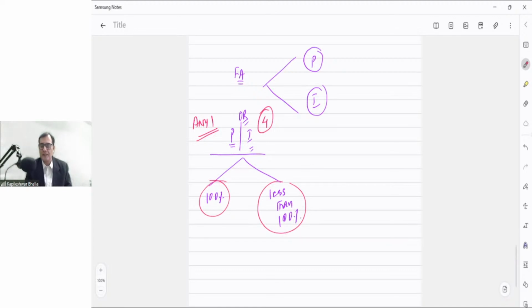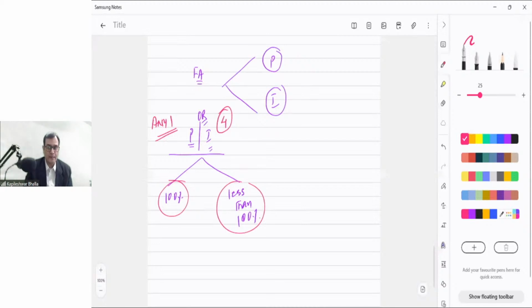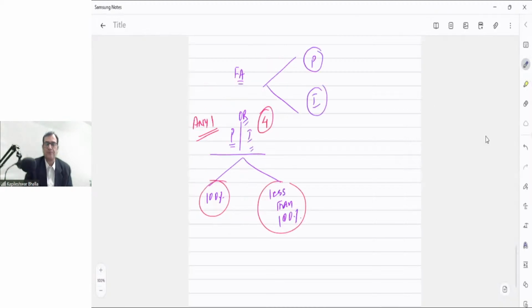So you've got one situation where you tell the counterparty, boss, I give you principal only, fully. Boss, I give you interest only, fully. Boss, I give you interest 80% only, no principal. Boss, I give you 80% principal, but no interest. This is one set of combination. Now let's look at the other set of combination as well.